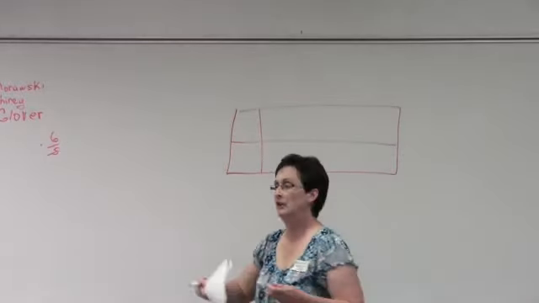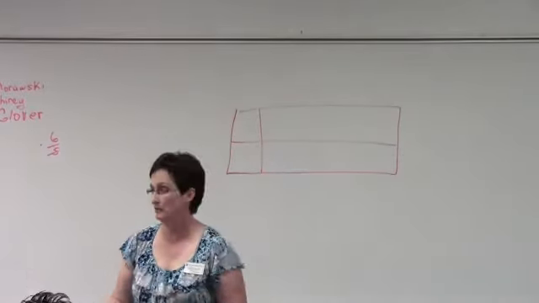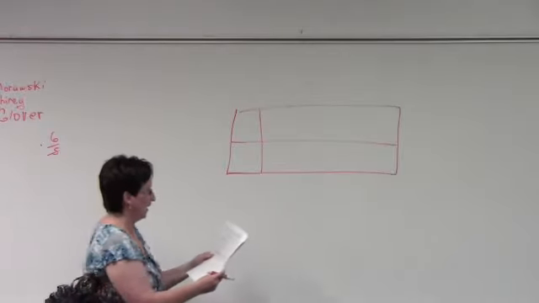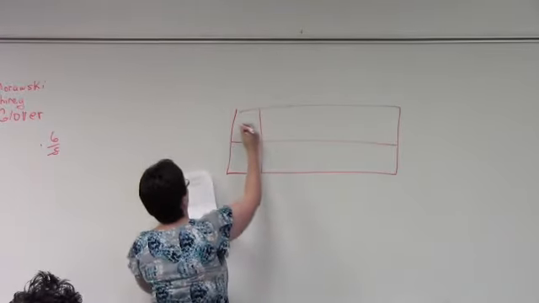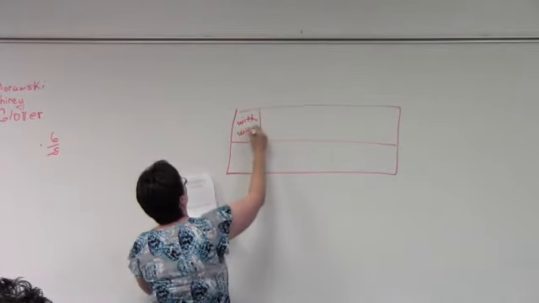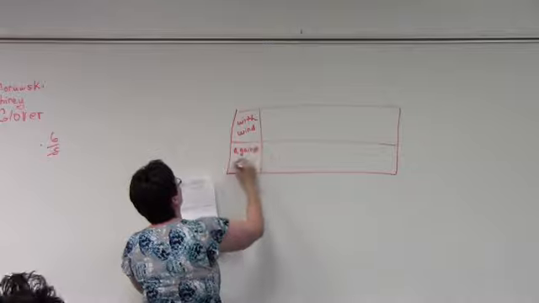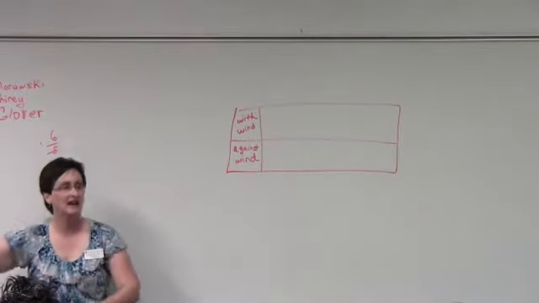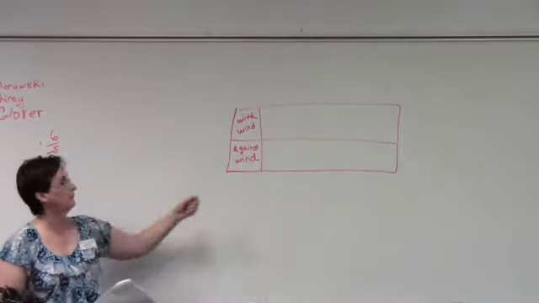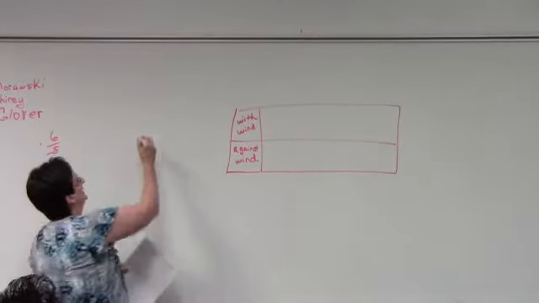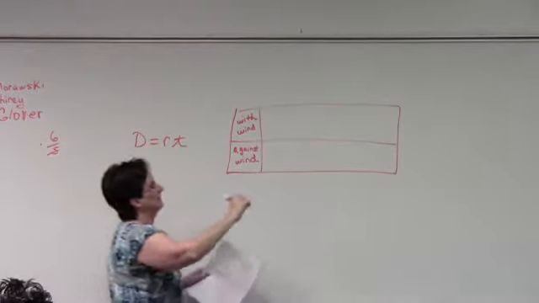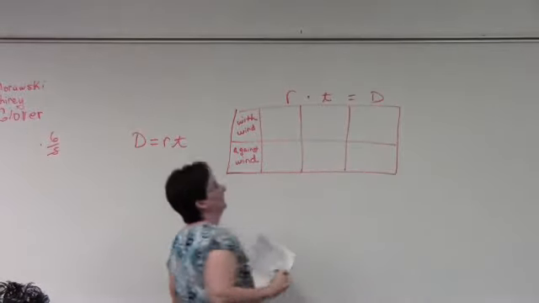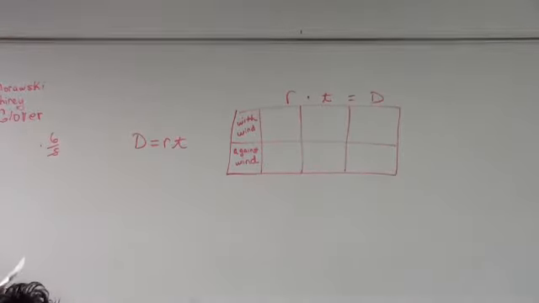I like to organize this type of problem in a box. Your teacher may not do it that way. There's nothing magic about the box. It's just organizing your information. So it says we're going to fly on an airplane with the wind and against the wind, and it's talking about how fast it goes and how far we're traveling. So what formula do we use here? D equals RT. So up here I'm going to put rate times time equals distance. And once again, I'm just using the box to organize the information.